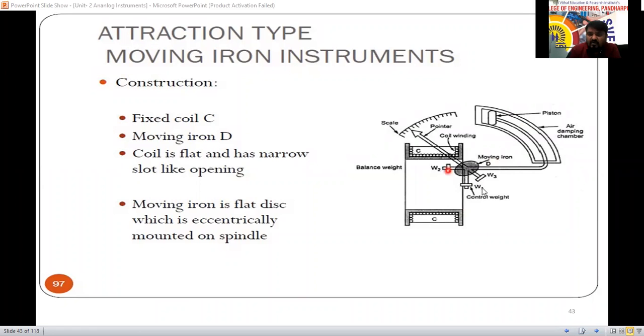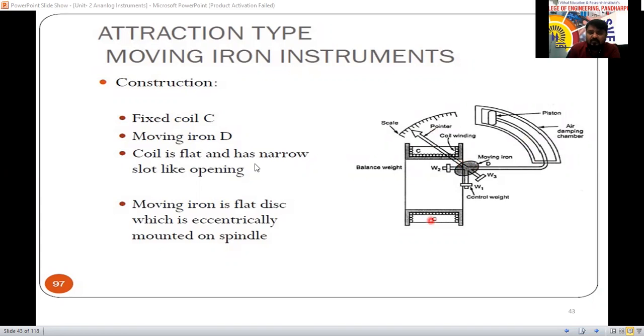This flat moving iron disc is connected to the spindle, and that spindle is connected to the pointer. Whenever the moving iron rotates, the spindle will also rotate, which is connected to the air piston rod and pointer. Once the pointer starts to move, the air piston rod will come outside, and whenever it returns to the original position, it will be pushed back in here. So the fixed coils C we have used.